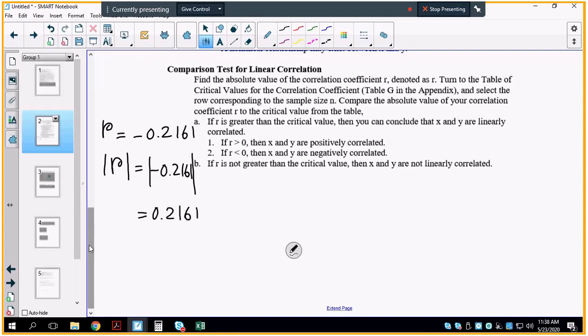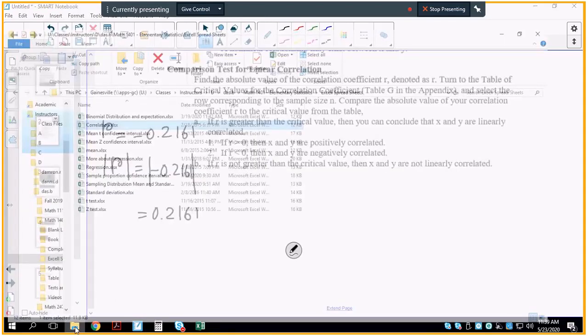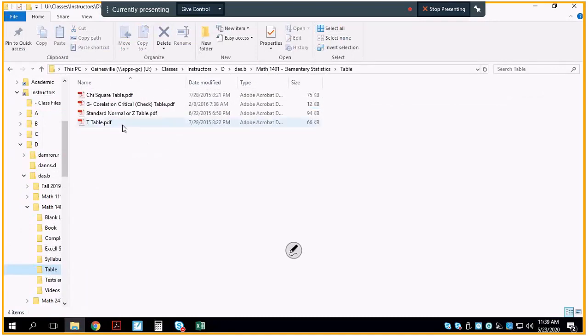So that's your step number 1. Then we are going to look for the G table in the table folder in the shared class file. The G table consists of sample sizes versus a critical check number. So let me go to the G table and show you how to read that table. I will just click on the table folder and you will see the G correlation critical check table.